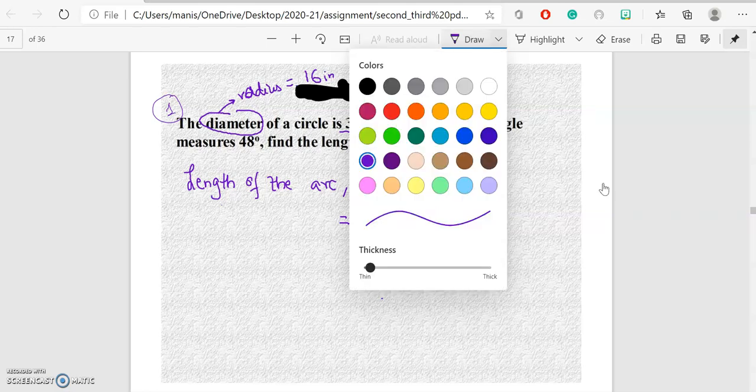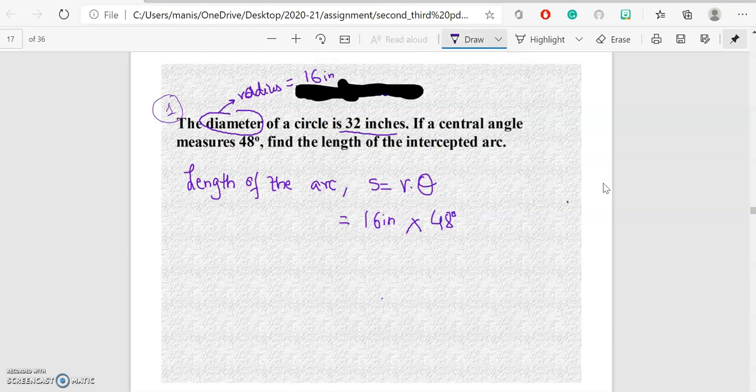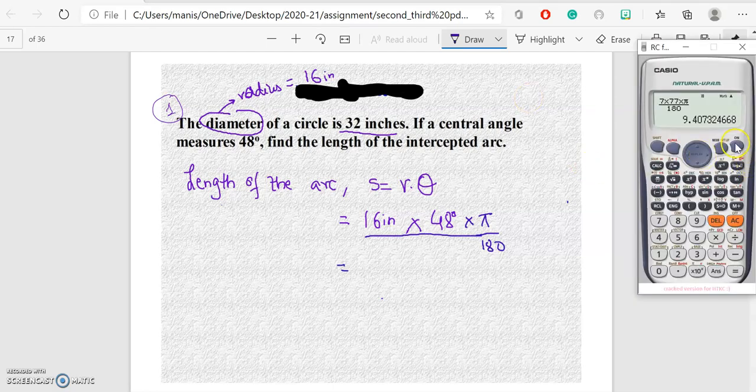Now since this is in degrees, you will change it to radians. How do we change to radians? You multiply by pi over 180. To make it easy for us, we will be writing this as a single fraction over here. So let's use our calculator to find our answer. This is my 16 times 48 times pi. To access the pi function, we will need this one over here, and divided by 180.